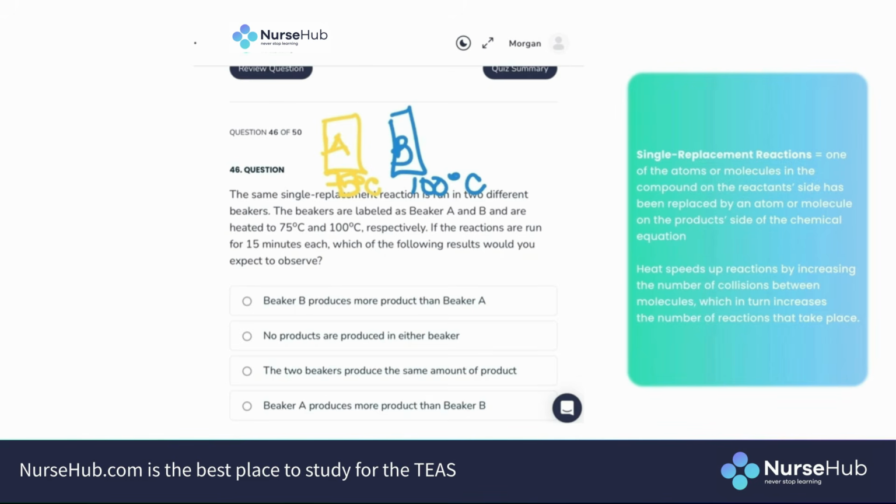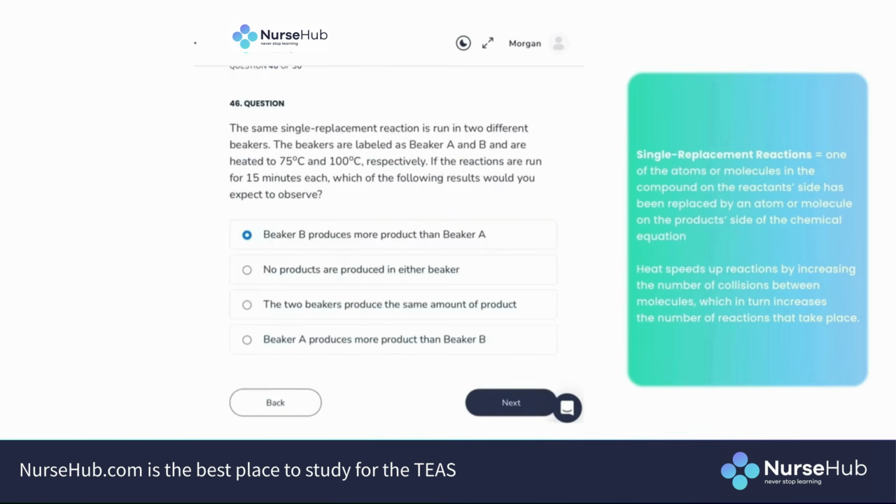So the reaction time, we know each one was given 15 minutes. If you allowed beaker A to keep going for another 5 or 10 minutes later, perhaps they would have the same amount of product, but since they are both stopped at that 15-minute mark, we would expect beaker B to have more product. All right, and so that's our correct answer. We're going to go ahead and delete my annotations from this, select our correct answer, and move on.